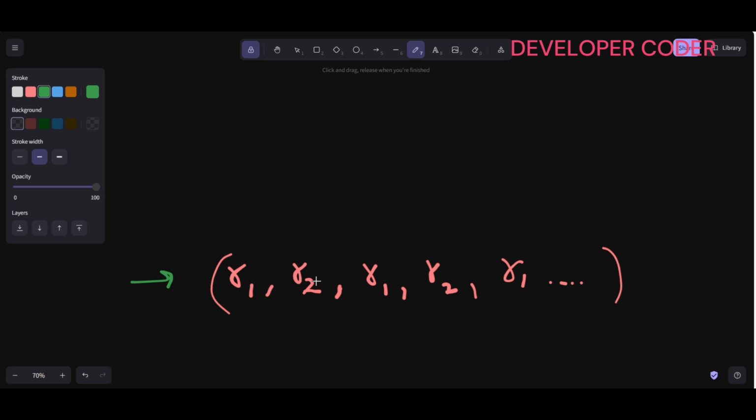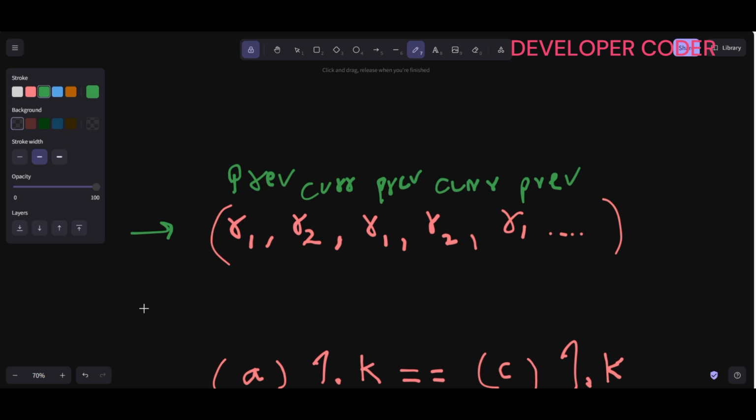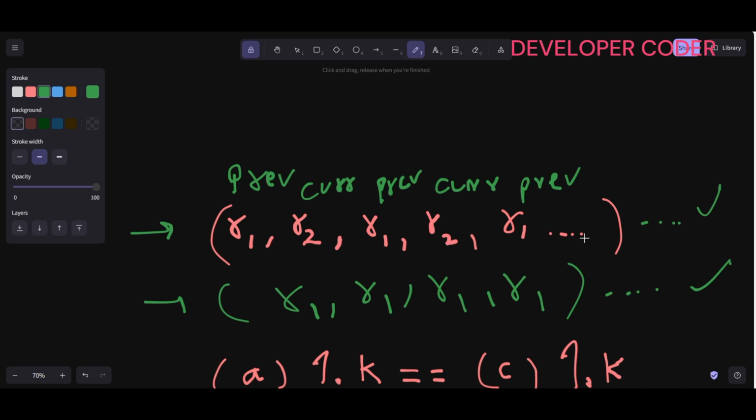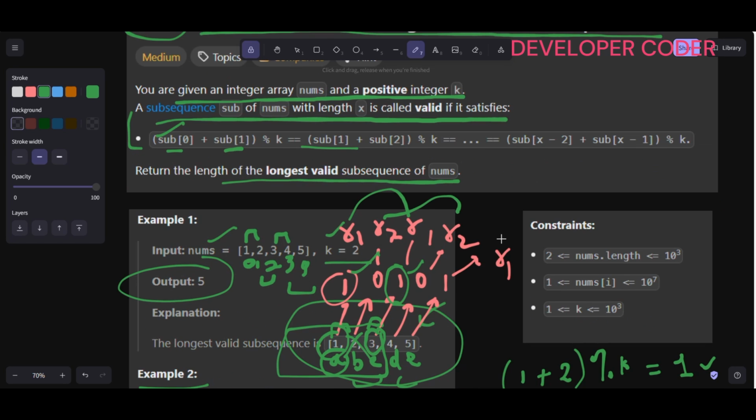One is r1 r2, then repeat. You can say this is prev, then cur, then again prev is coming, then again cur, then again prev. This is one valid scenario. Or we can say all are the same, everything is the same: r1 r1 r1. So these are the two possible scenarios, and we have to check these two only. Okay, so this is done.